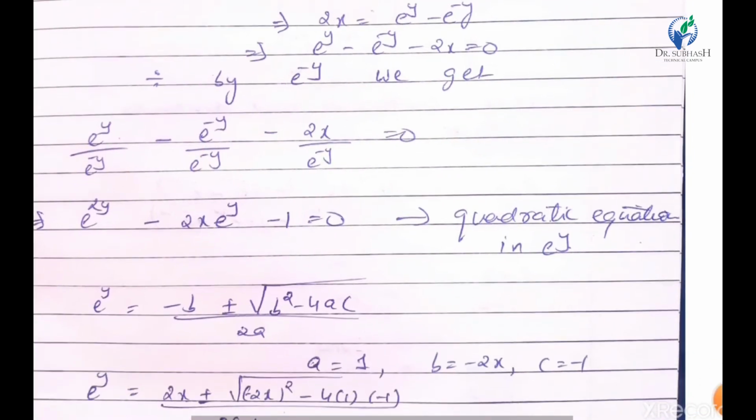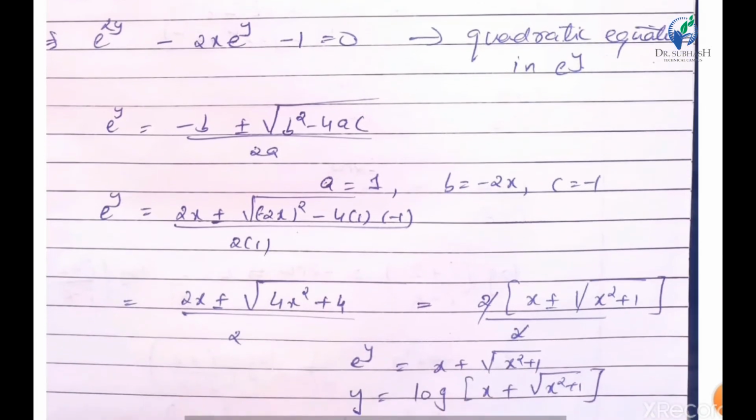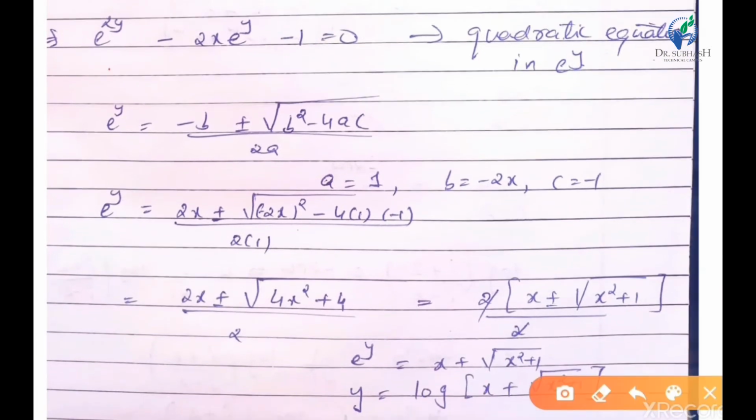Okay, now we can see that this is the quadratic equation in terms of e raised to y. Here we will find the value of e raised to y using the discriminant method, that is minus b plus or minus under root of b square minus 4ac upon 2a. Now first we will write a, b and c.